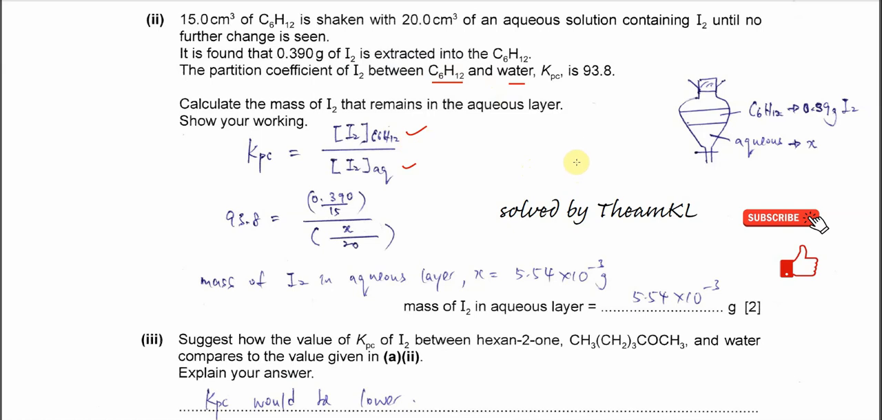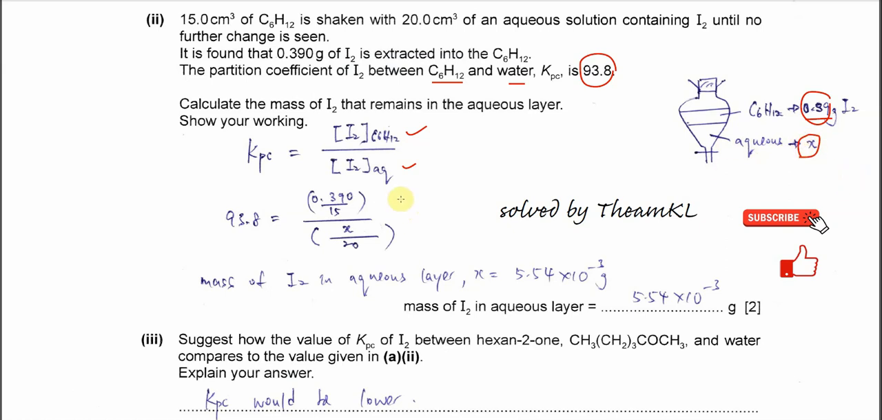So now, the most important information is the KPC, of course. The second important information is the gram. So already 0.39 gram of iodine has been extracted into this cyclohexane, the organic layer. Now we need to find the mass of iodine that remains in the water layer. Because this one is still unknown, let's say we put X, then we calculate it.